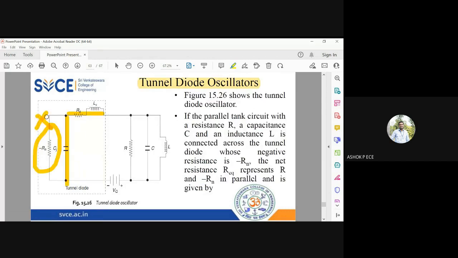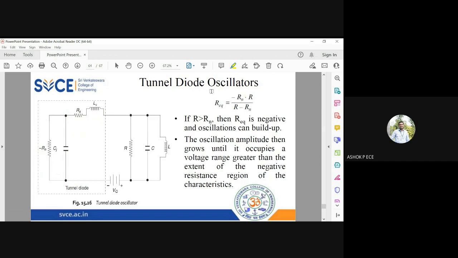If you consider the DC resistance across the circuit, R will be parallel to minus Rn. So I am writing the R equivalent value as minus Rn into R by R minus Rn. If R is greater than Rn, R equivalent is negative and oscillations will build up. So ensure that R equivalent is always negative.